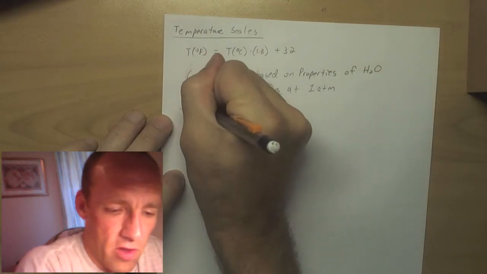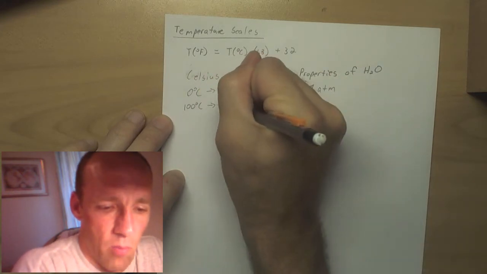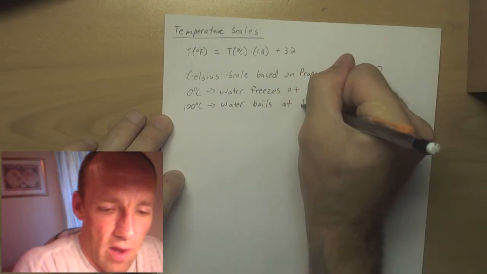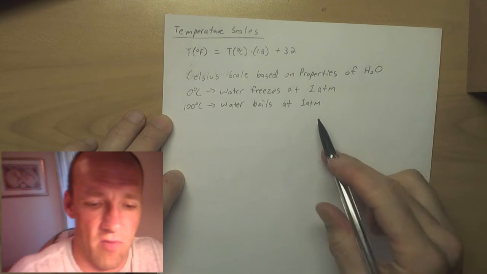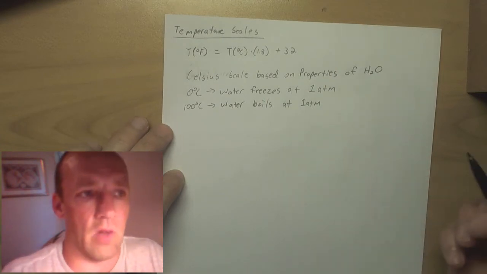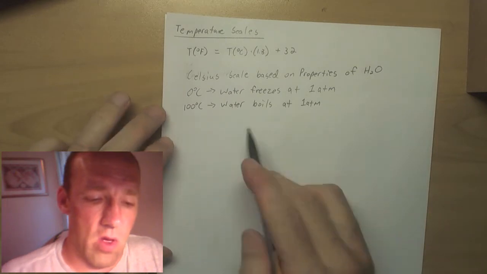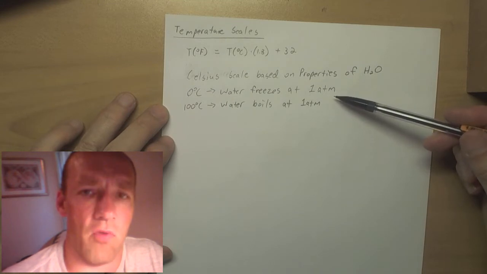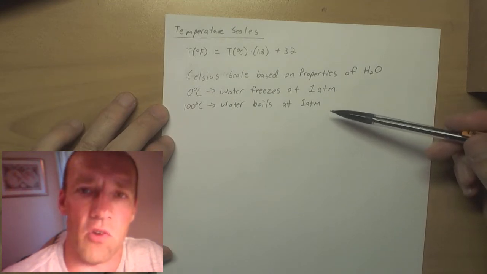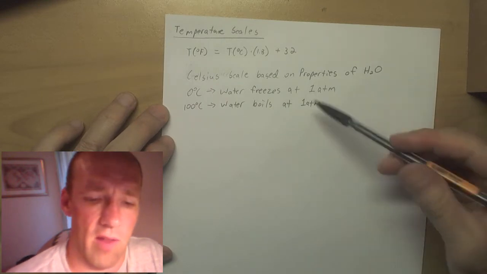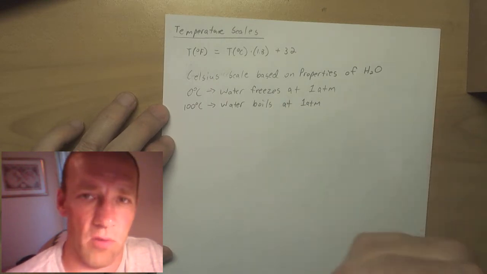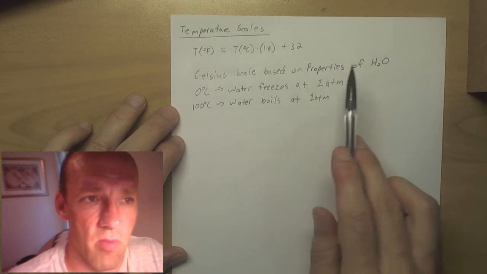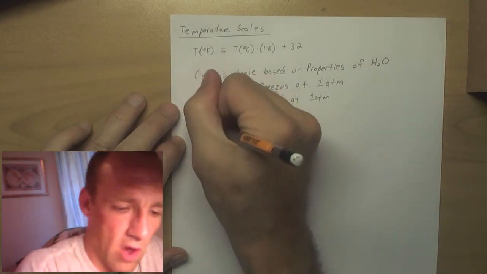And then 100 degrees C, water boils at 1 atmosphere. And the exact reason why I keep specifying a pressure here will become clear to you later on. So if you ever looked at the instructions for cooking rice, you'll see that the times vary as a function of your elevation, and that's related to the fact that water boils at different temperatures at different elevations, i.e. different pressures.